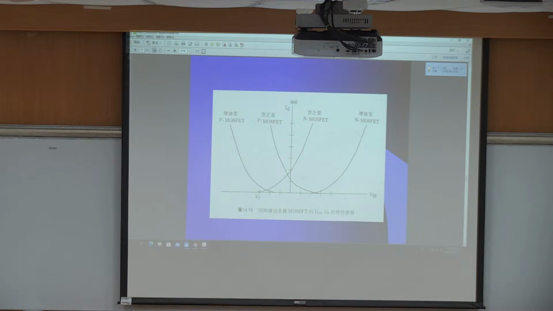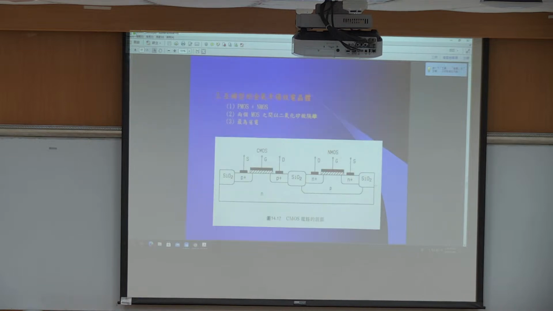And here are the four different devices, two of which are the enhancement type and two of which are the depletion type MOSFET. We can see that NMOS and PMOS have different directions of these current curves. Sometimes we design circuits or different applications that use both NMOS and PMOS devices, and we fabricate them on the same wafer.